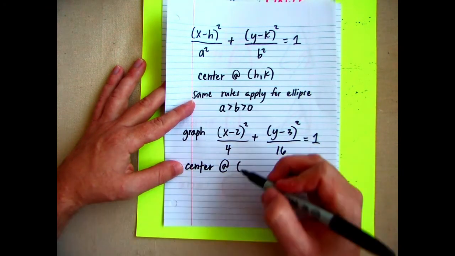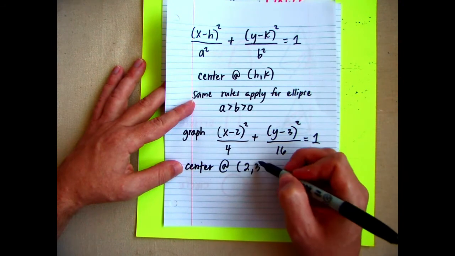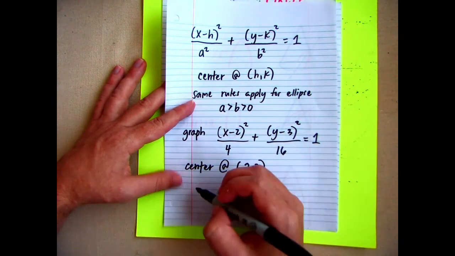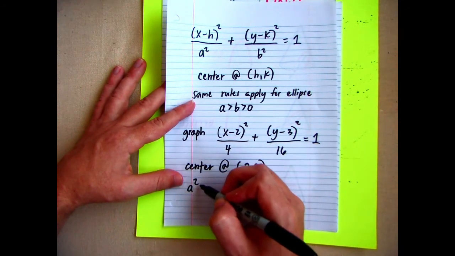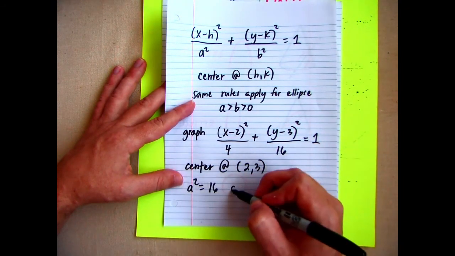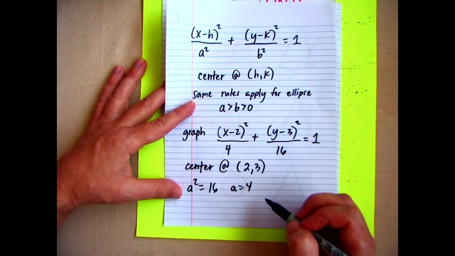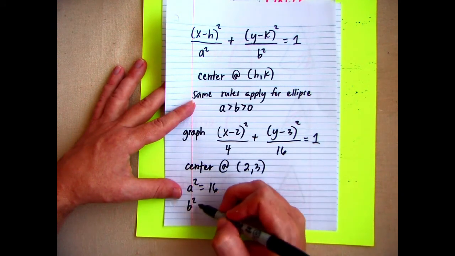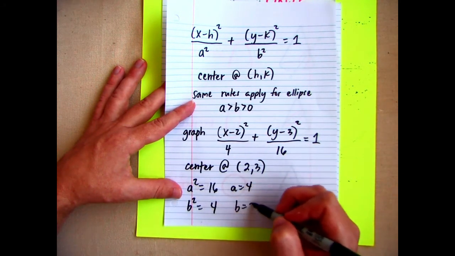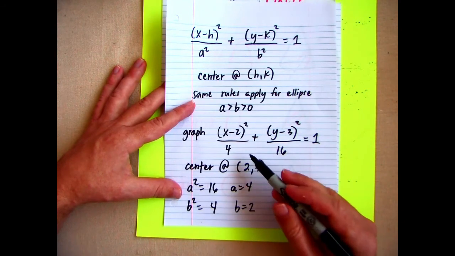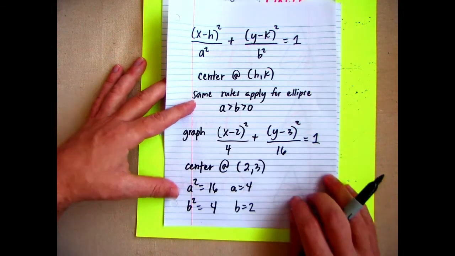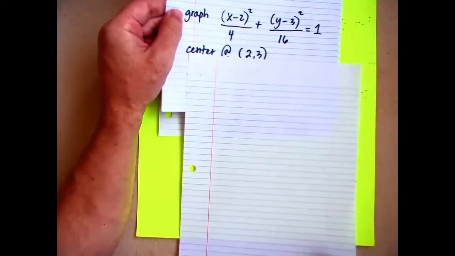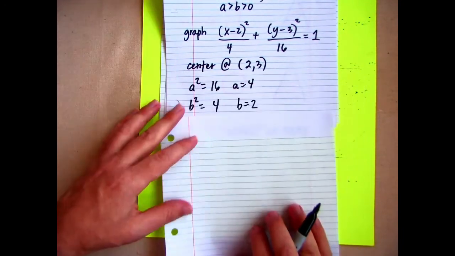My center is going to be at 2, 3. A squared, A is the bigger number, so A squared is 16. A is 4. B squared is 4, so B is 2. And because A squared is under Y, again, that makes this ellipse longer in the Y direction.